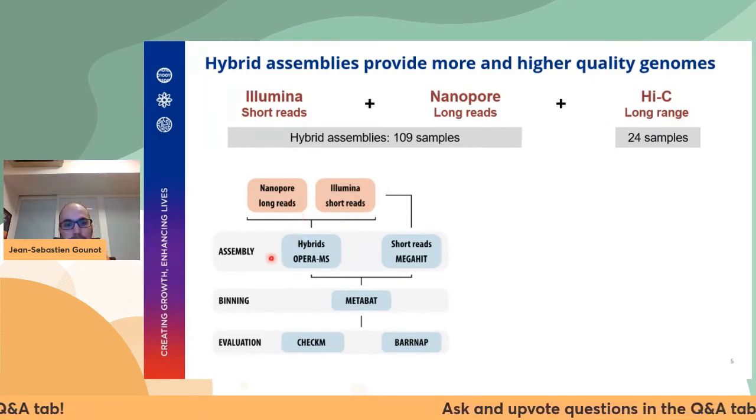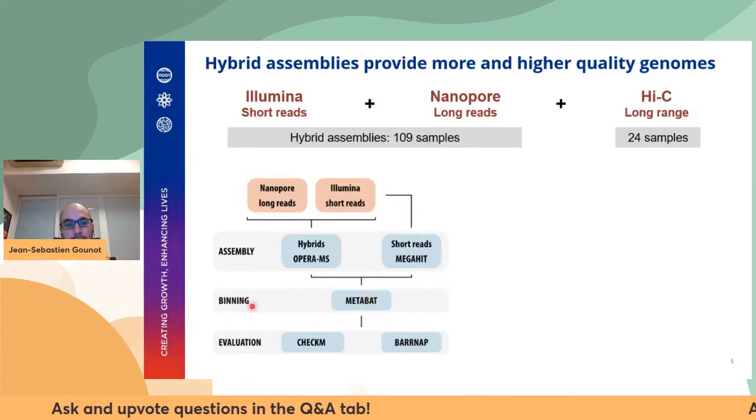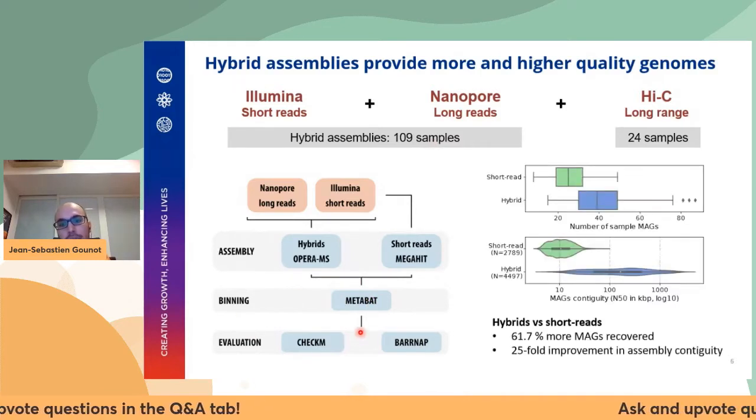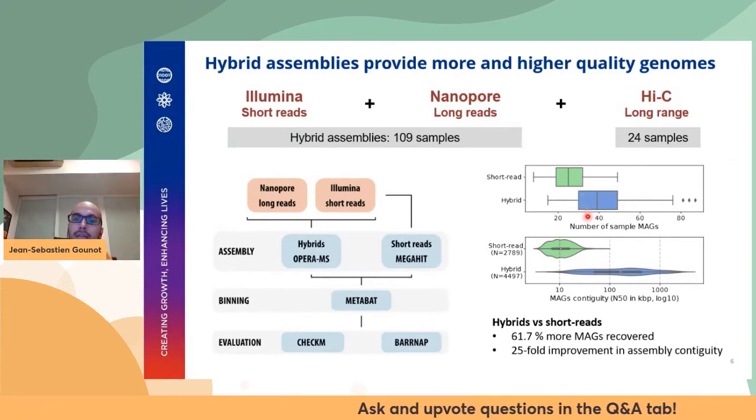So we did assembly for hybrids and also the assembly for only short reads for the 109 samples, a very classic binning and evaluation approach. And the first thing we can see here is that hybrid assembly first provides more MAGs compared to short-read assembly.